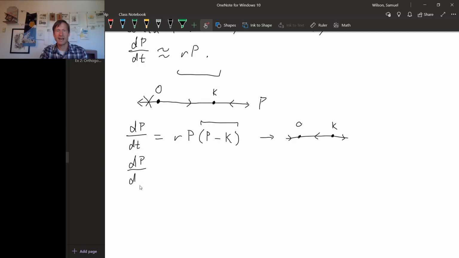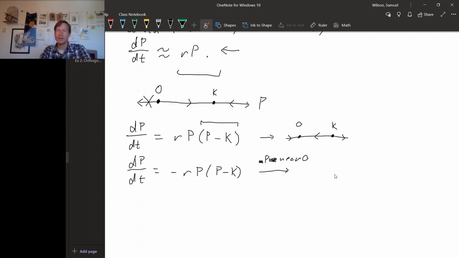So we're going to have dp dt equals minus r times p minus k. But actually, there's another problem with this modification that we've made to the differential equation, and that is, remember that when p is close to 0, we want our differential equation to look approximately like just r times p. So let's see what happens to our differential equation when p is near 0.